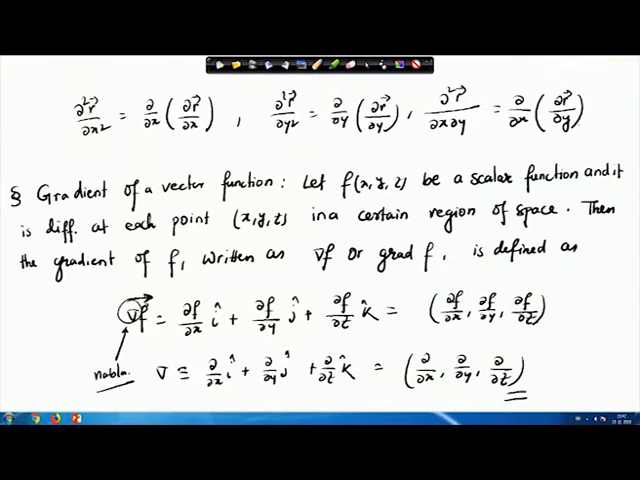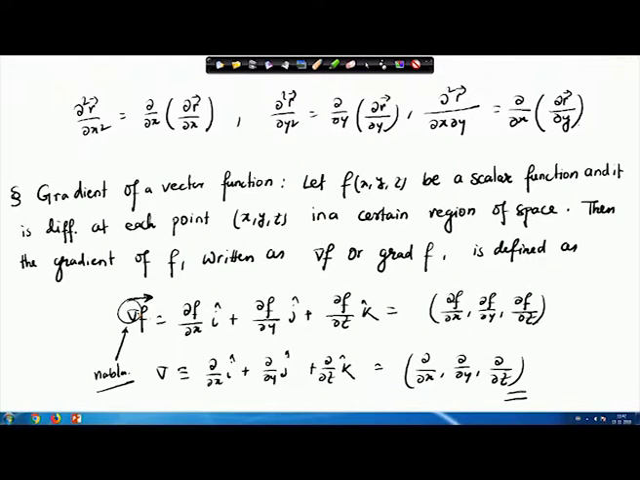So, if f is a scalar point function, which we defined earlier, then the gradient of f is basically a vector point function, or if f defines a scalar field, then the gradient of f defines a vector field. All right.